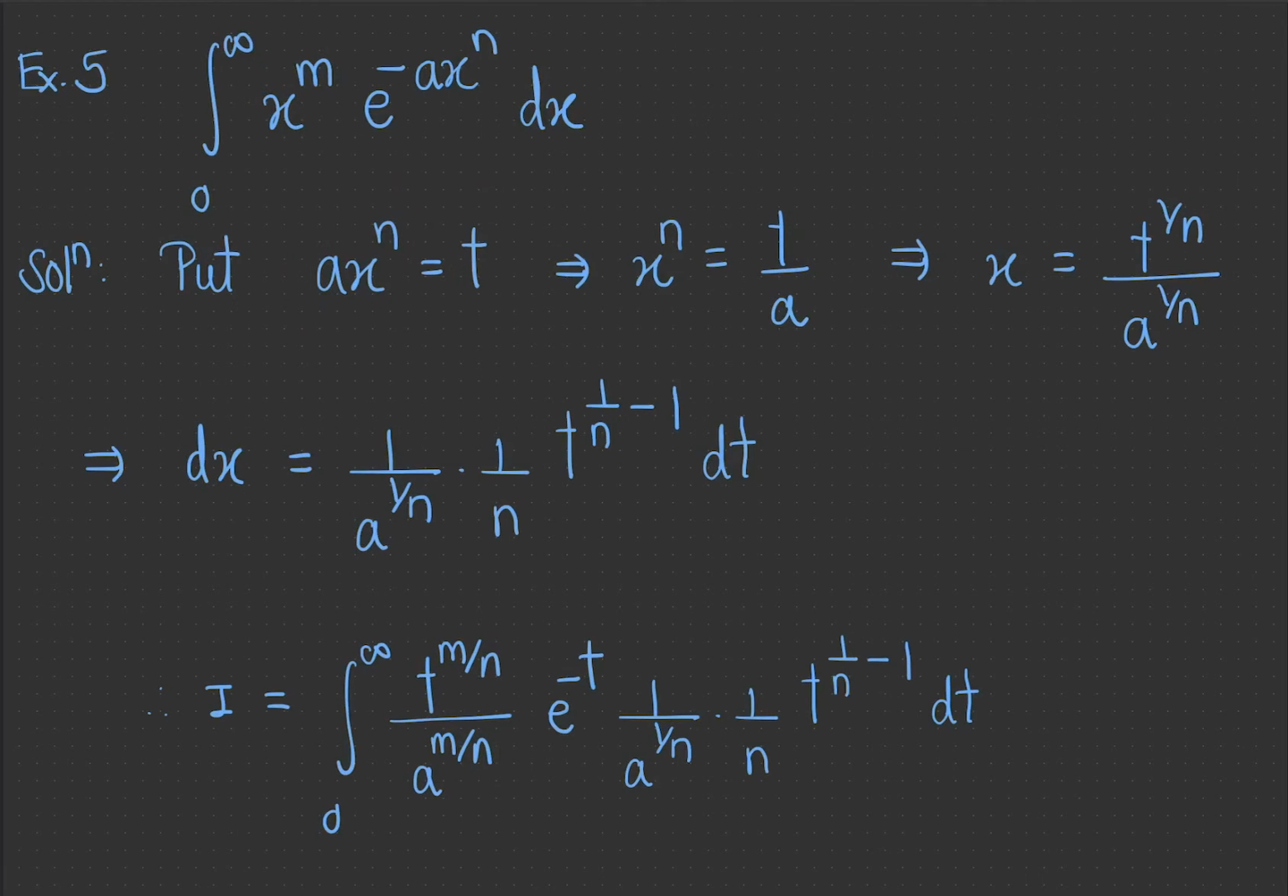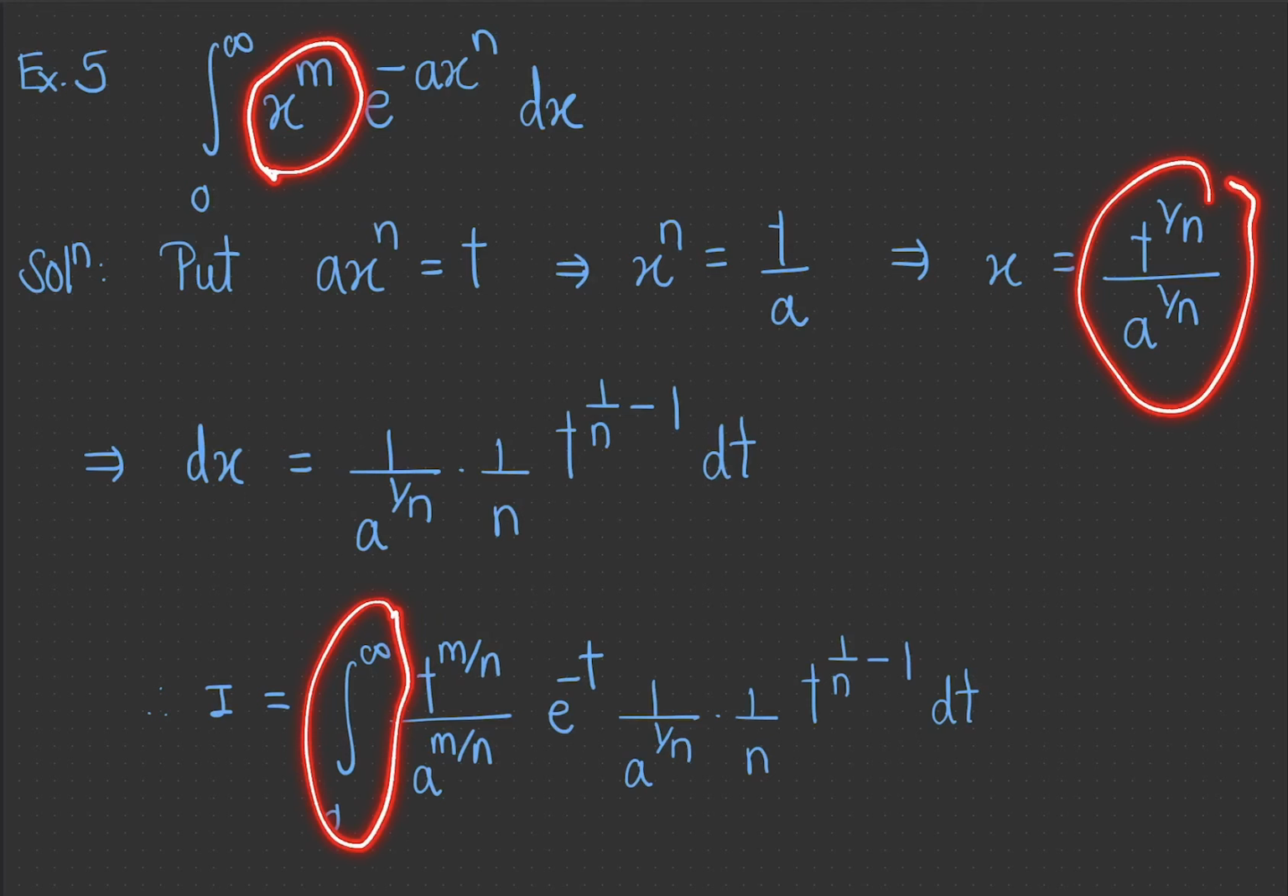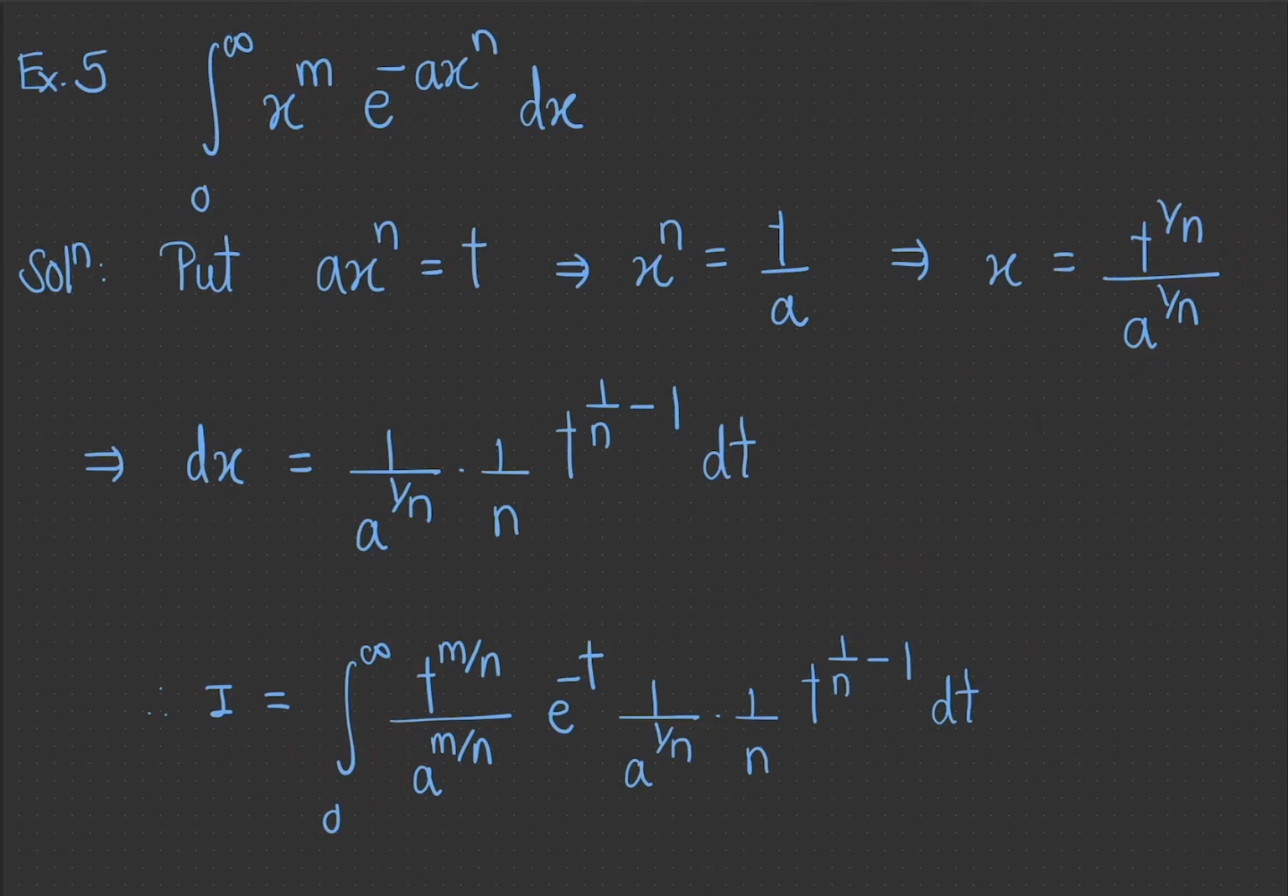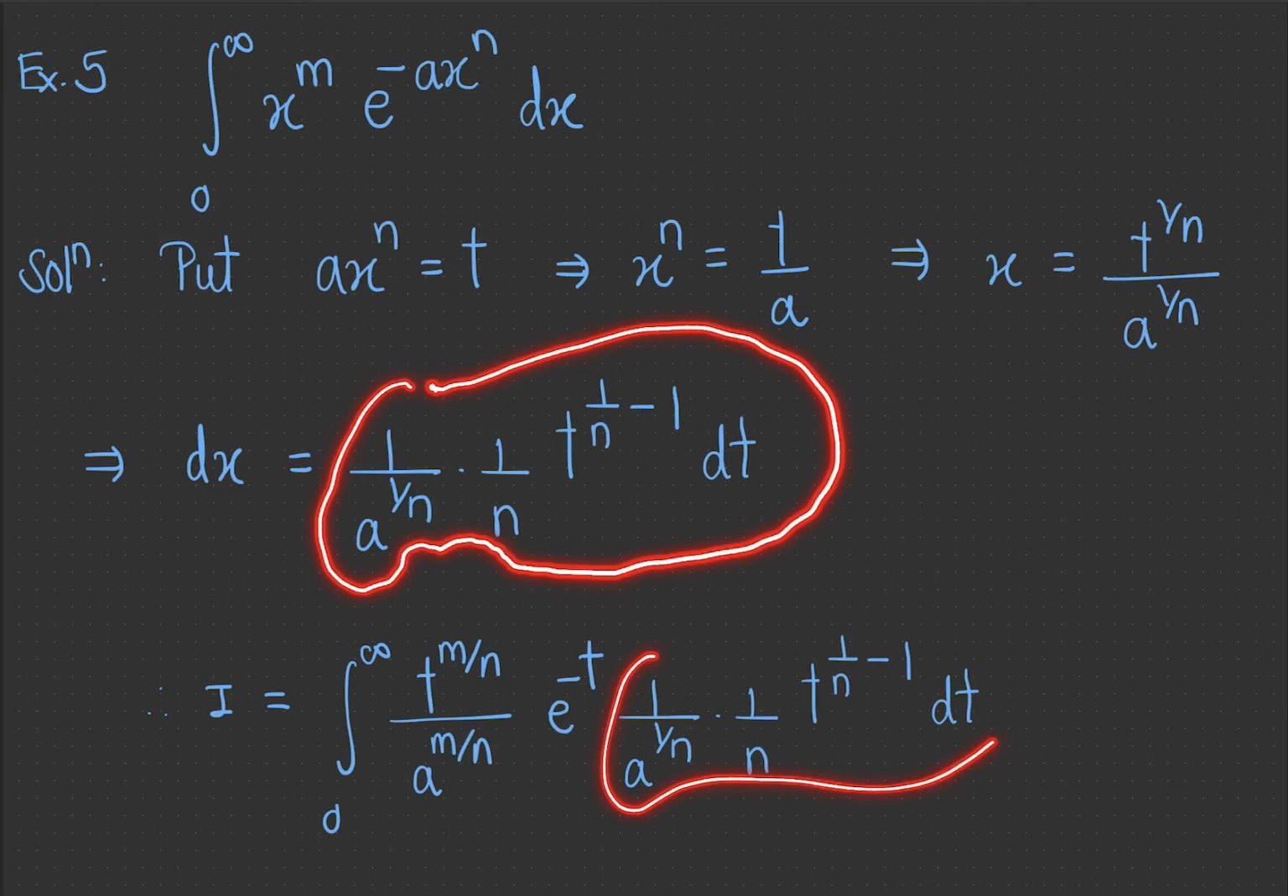Therefore the integration becomes integration 0 to infinity x raised to m. So what is x? t raised to 1 by n upon a raised to 1 by n. So this raised to m means t raised to m by n divided by a raised to m by n. So this x raised to m becomes t raised to m by n upon a raised to m by n. Now e raised to minus a x raised to n, and a into x raised to n is t. So this will become e raised to minus t. And dx is what? 1 upon a raised to 1 by n into 1 by n t raised to 1 by n minus 1 dt, that is this one.